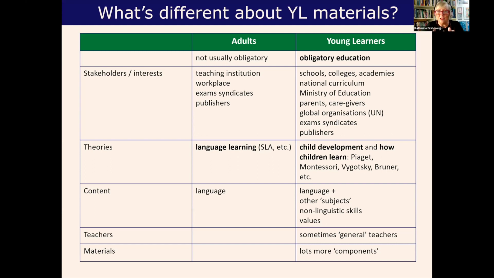We've got the schools and colleges and academies, then we've got the national curriculum, we've got the Ministry of Education, and depending on the country, they can have more or less input into what they want to see in the materials, and in many cases what they don't want to see. Then we've got the parents or caregivers. Then we've got global organizations. So one example I've put here is the United Nations, because they say now that they want to see, for example, references to sustainability, etc. So we've got these institutions having their input as well.